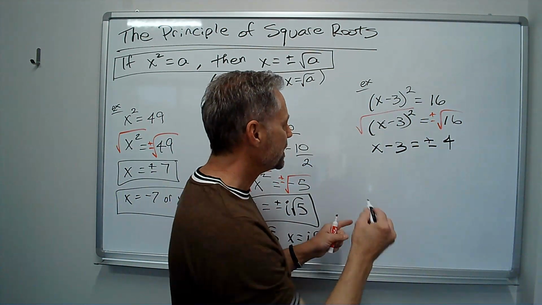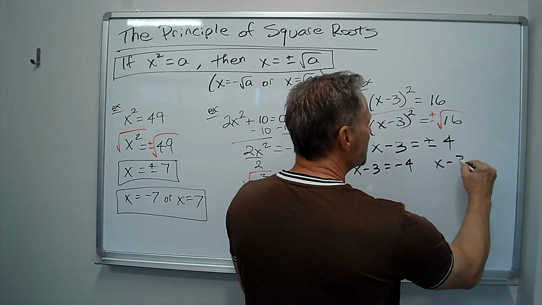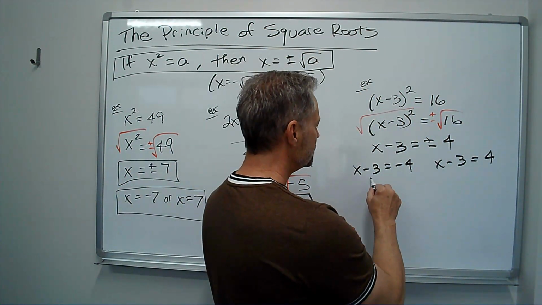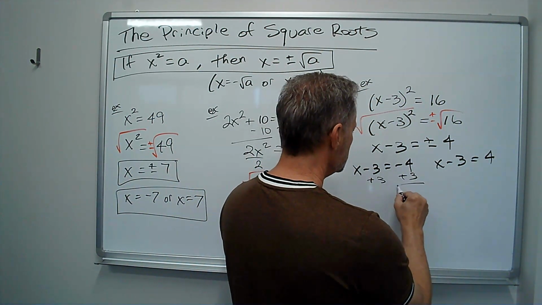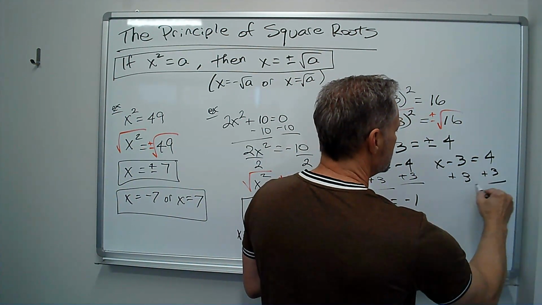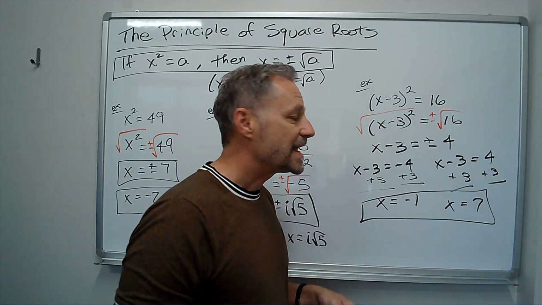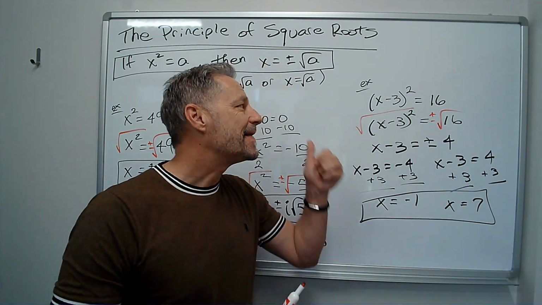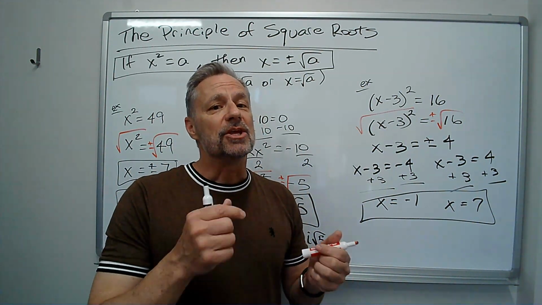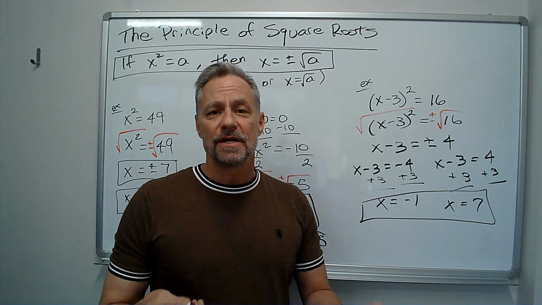And so notice what happens. I have x minus 3 equals negative 4, or x minus 3 equals positive 4. And then I just solve each of those independently. Plus 3, x equals negative 1, plus 3, x equals 7. And so again, I get two answers, and that's what the property of square roots, or the principle of square roots, says. You can take the square root of each side, just remember to say plus or minus to get both answers.